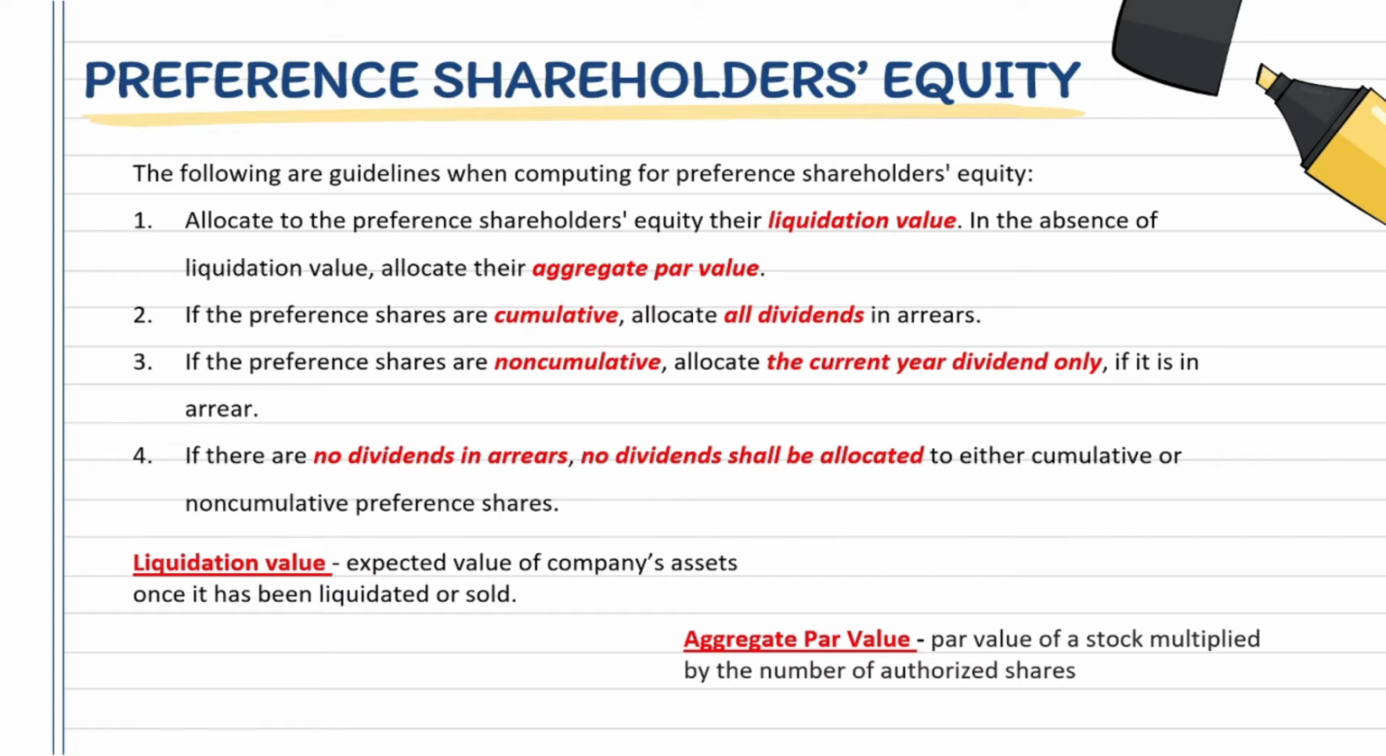Second, kapag yung preference share mo ay cumulative, kailangan mong i-allocate lahat ng dividends in arrears. Yung term na arrears, ito yung overdue payments. Yung dividend in arrears, ito yung mga na-miss mo na payments, dividends ng mga stockholders mo. Third, if the preference shares are non-cumulative, ang i-allocate mo lang ay ang current year dividend if it is in arrears. And lastly, kapag walang dividends in arrears, wala ka ng dividends na i-allocate.